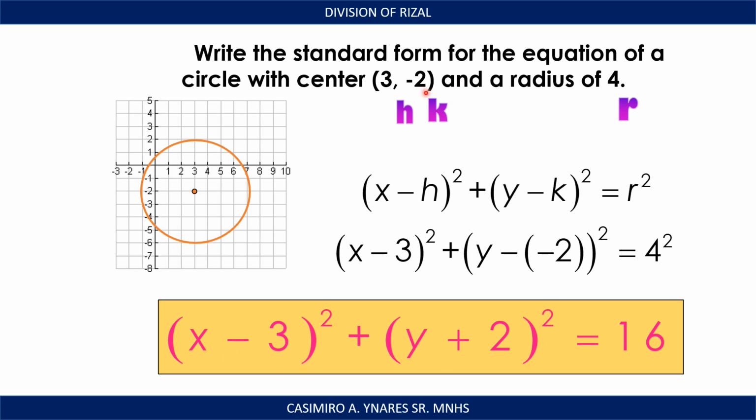Basta pag negative lang yung given, negative times negative, magiging positive na siya. Okay? So tandaan, pag negative, magiging positive. Pag positive, magiging negative lang. 4 squared is equal to 16. So this will be our final equation.